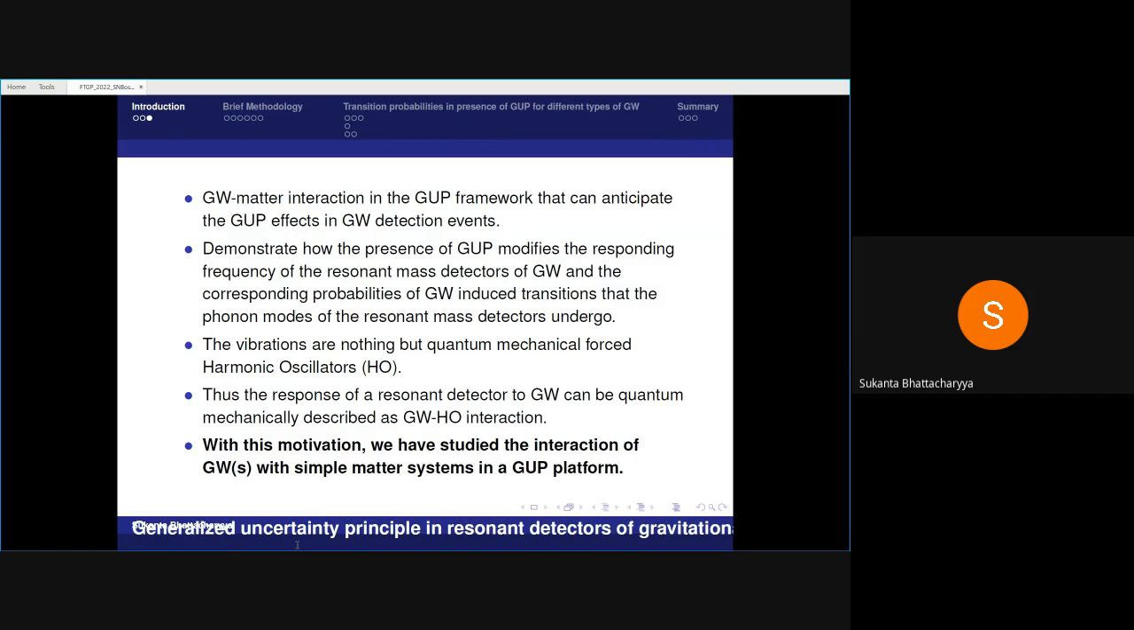To do this, first we analyze the vibrations, which are nothing but a quantum mechanically forced harmonic oscillator. Thus, the response of a resonant detector to GW can be quantum mechanically described as a GW-harmonic oscillator interaction. With this motivation, we have studied the interaction of GWs with the simple matter system on a GUP platform.